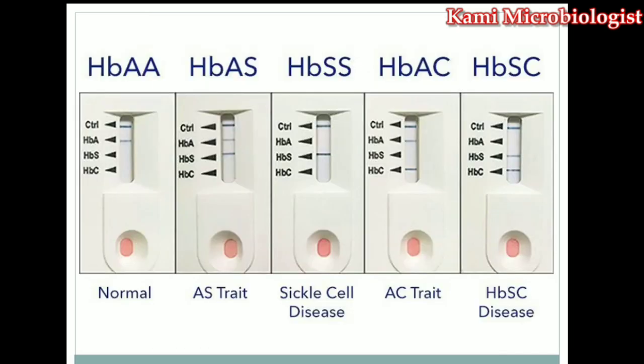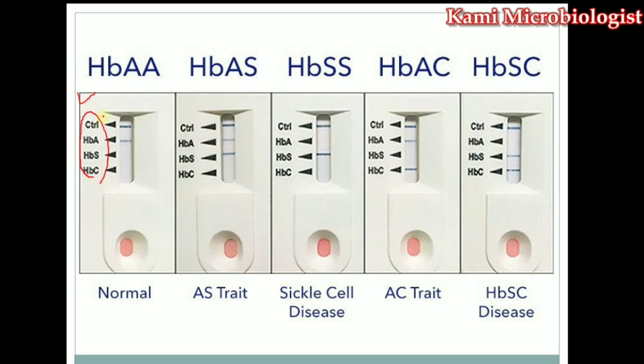Now we have another method, which we call the rapid method, to find out sickle cell disease. In this case we need a strip. As you can see, this is called the HB strip. This HB strip contains 4 bands. The first band is control, the second is HbA, meaning hemoglobin adult, then hemoglobin S, or hemoglobin C, which is the thalassemia indication.